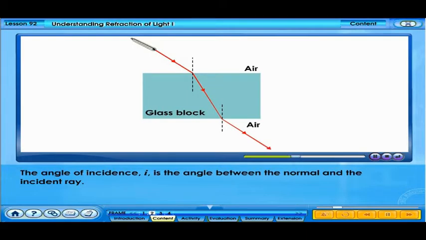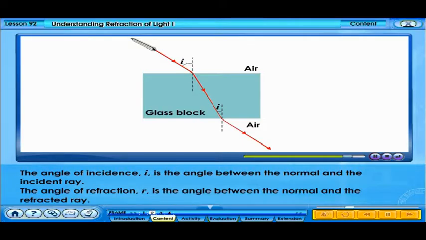The angle of incidence, i, is the angle between the normal and the incident ray. The angle of refraction, r, is the angle between the normal and the refracted ray.